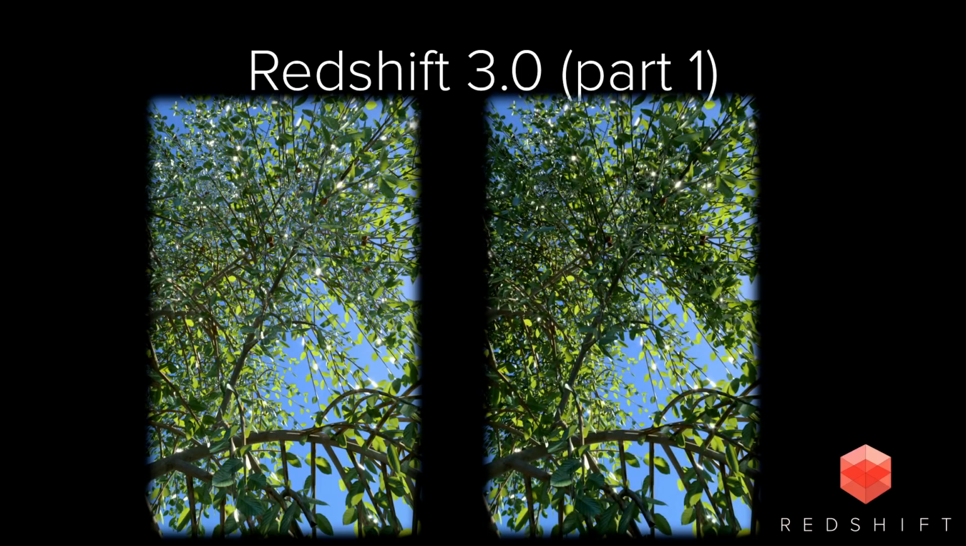So now you can see why. With 256 trace depth with Redshift 3.0, this is what it actually should look like on the right, which is actually very different. You don't get that kind of light leakage, and the complexity on the top left actually looks more correct.